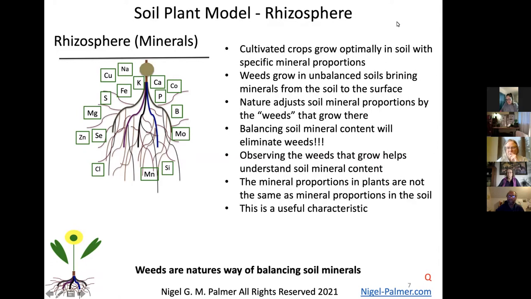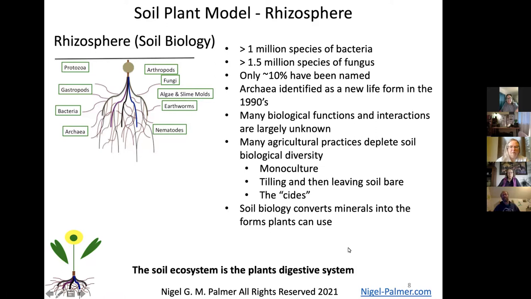So that's minerals. So the next thing I want to talk about is the biology in the soil. And this is where things get really, really fun. Most times people don't even think about the biology in the soil, or they think of it secondly or thirdly, or they've heard of it kind of thing. So the bottom line here is that the soil is the plant's digestive system.